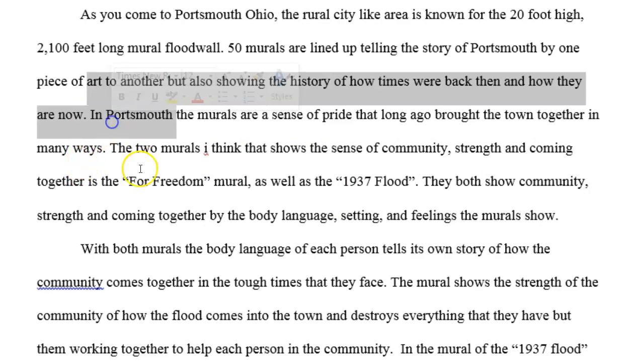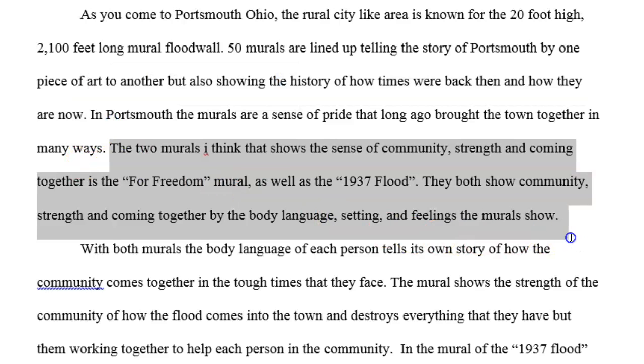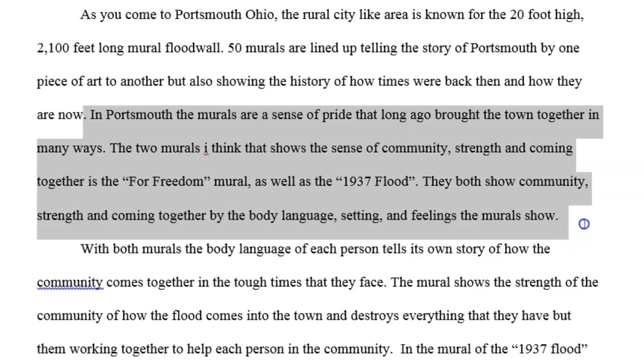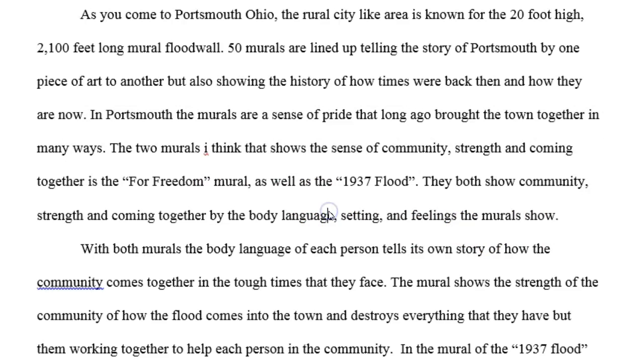I think it's this right here, these 2 sentences. It might be these 3. The issue that I'm having is that there's not much focus here. So the 2 murals I think that show the sense of community strength and coming together are the For Freedom mural and the 1937 mural. So I'm seeing 3 different arguments there. I'm seeing 3 different claims.